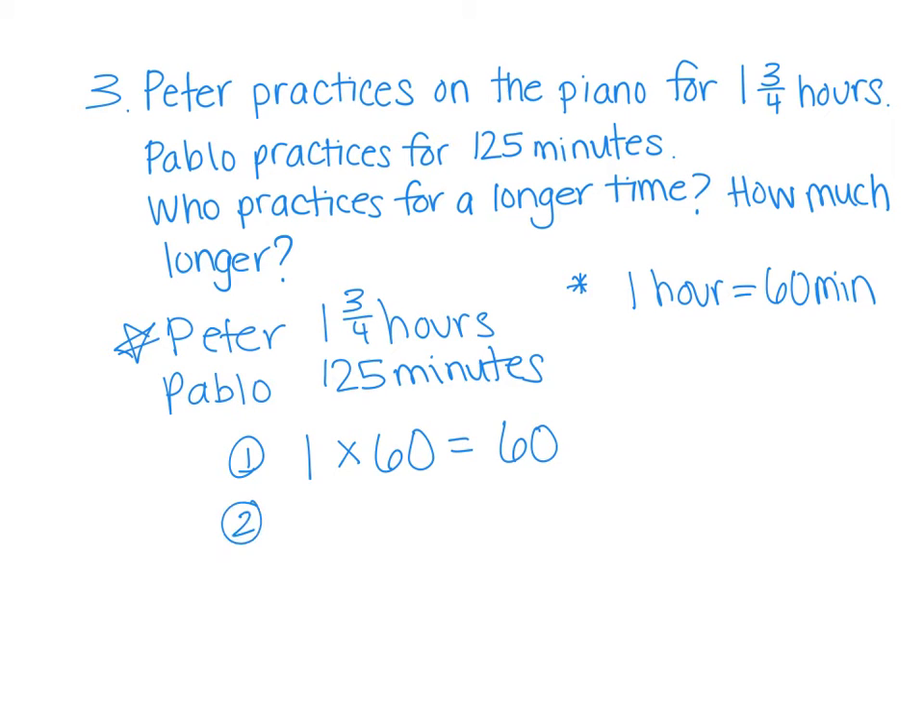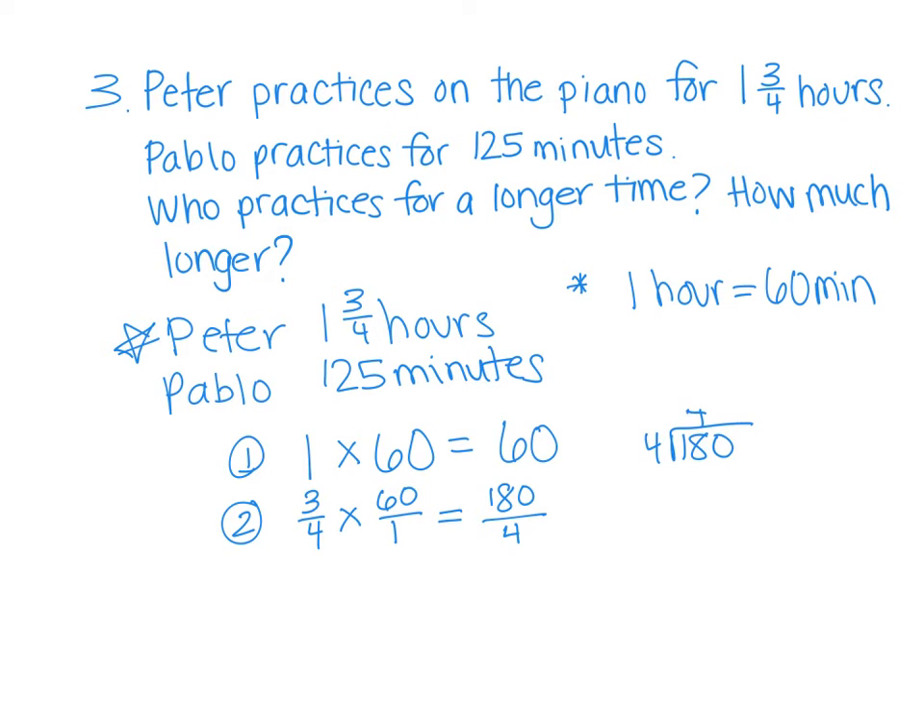And then we look at the second part of that number, which is 3/4 of the hour, times that by the 60 minutes. 3 times 60 is 180. 4 times 1 is 4. And then I have to divide. I'm going to go over here and show you. Divide the 4 into 180.